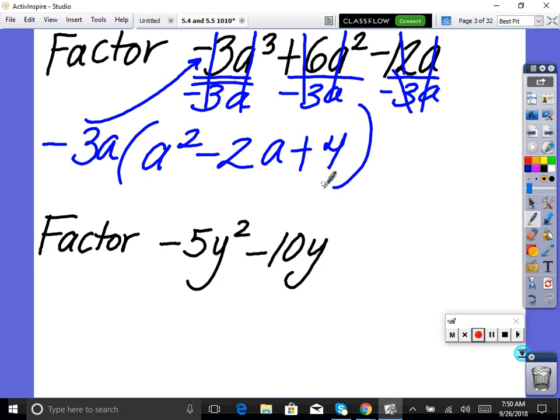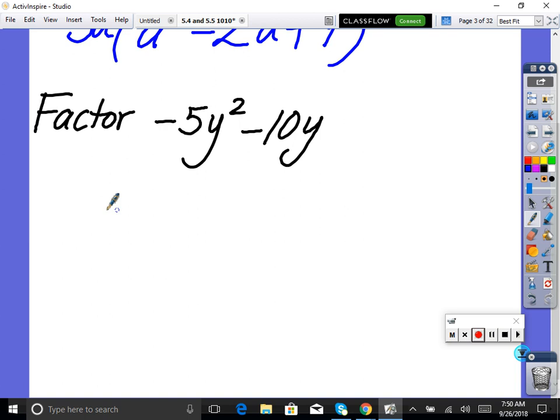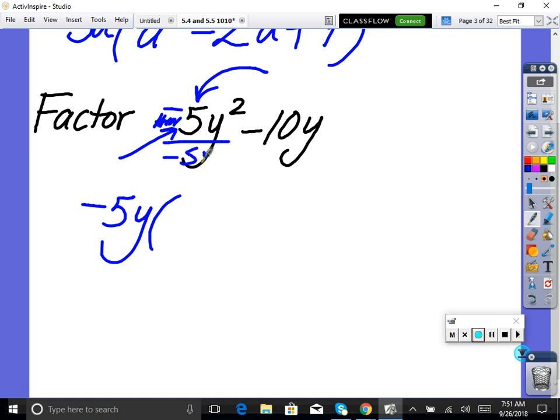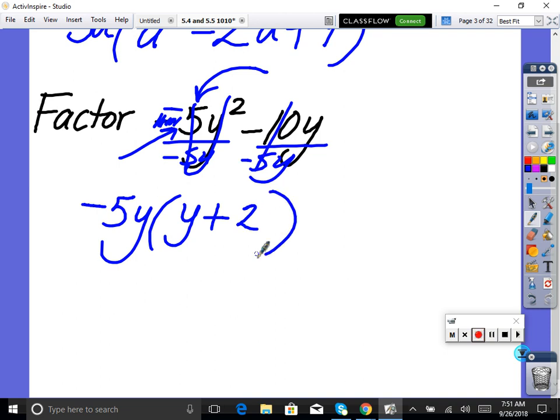Okay, so what would I factor out in this one? Negative 5y, because of the negative in front. Now let's pretend that wasn't there. You wouldn't say, oh, I'm going to factor out a negative because there's a negative. No, it's if the negative's in the leading term. So there is a negative, so we pull out negative 5y. So then left is y plus 2, because that was a negative 5y we pulled out. So y plus 2.